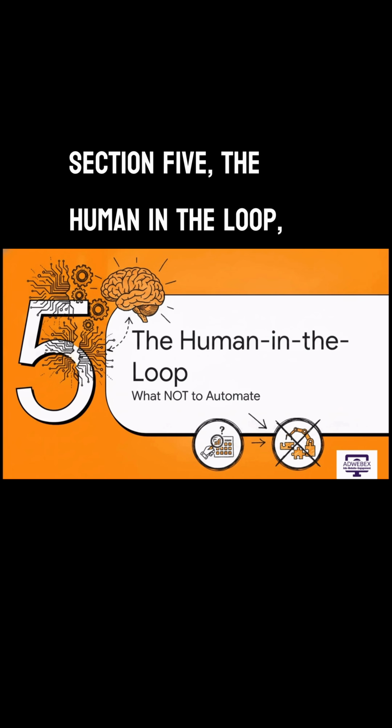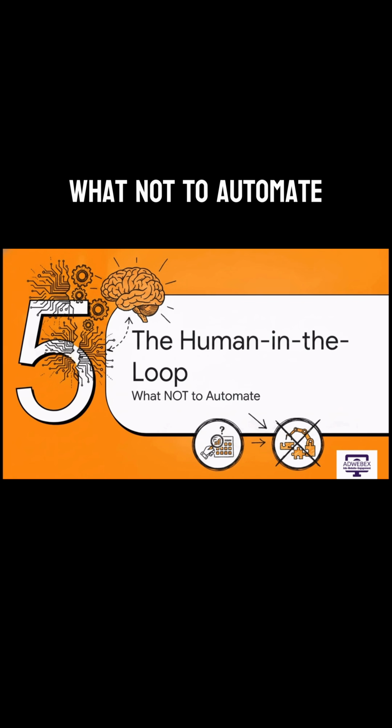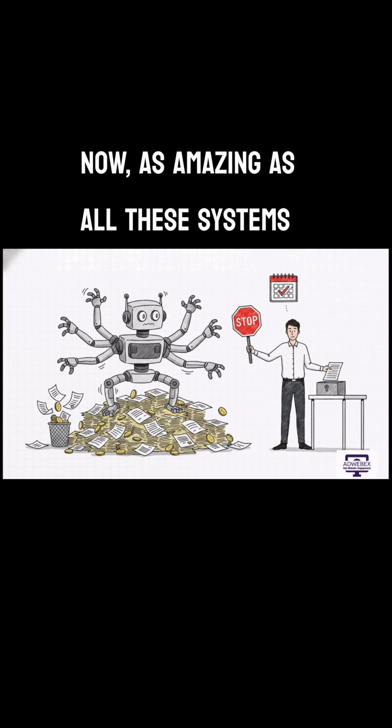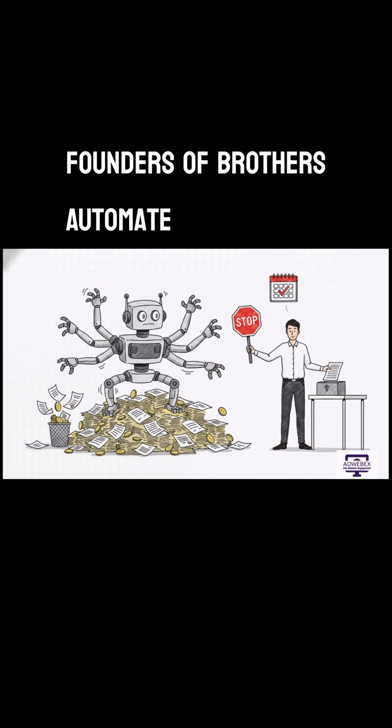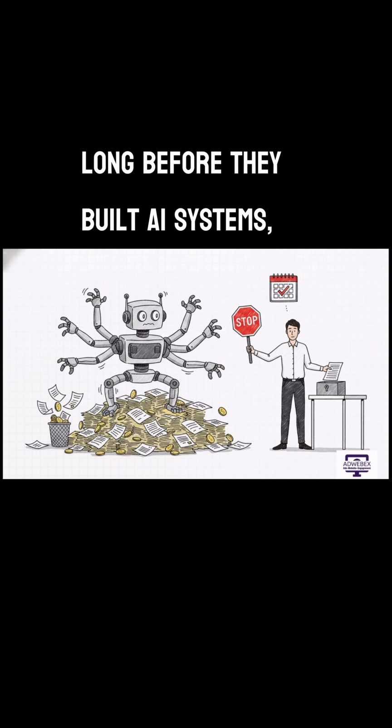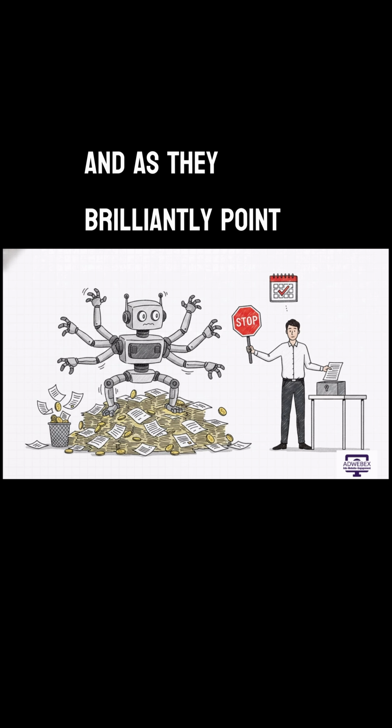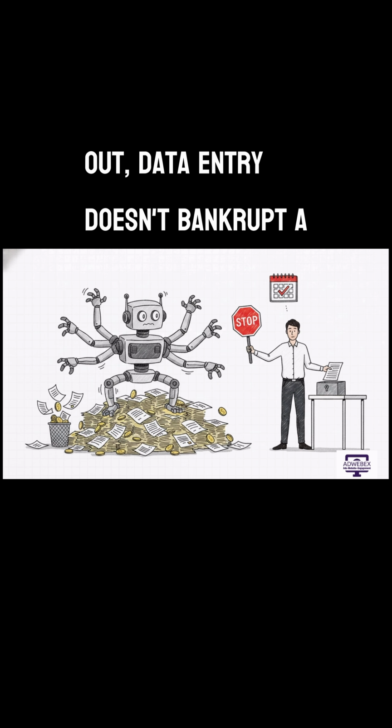Section 5. The human in the loop. What not to automate. Now, as amazing as all these systems are, we really need to talk about boundaries. There's this great story from the founders of Brothers Automate. Long before they built AI systems, they actually ran a food truck. And as they brilliantly point out, data entry doesn't bankrupt a business.